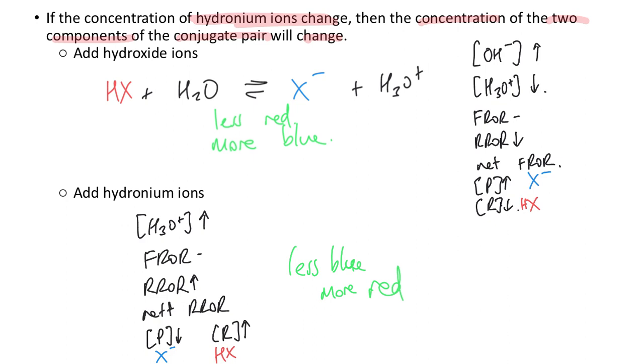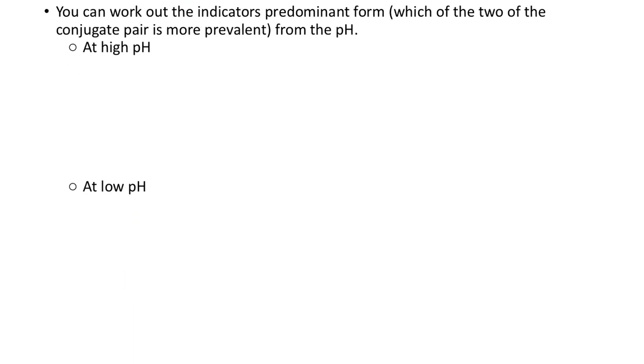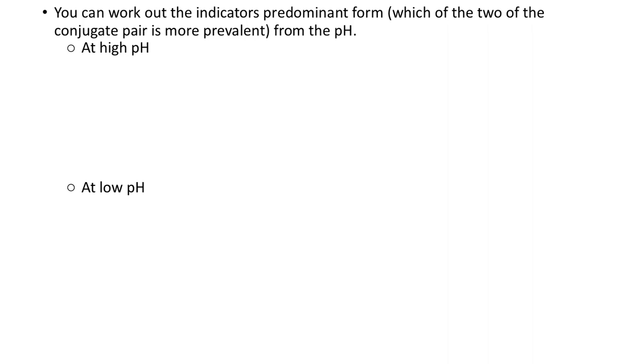The last one, you can work out the indicator's predominant form, or which of the two conjugate pairs is more prevalent, the HX or the X minus, from the pH. Often we'll say, here are the two forms, which form is more present, or which one has a greater concentration in high pH or low pH? Let's go work those out.